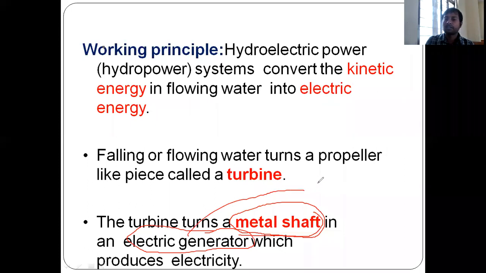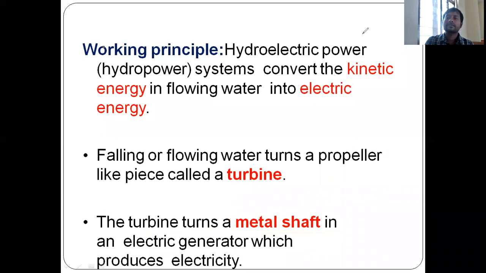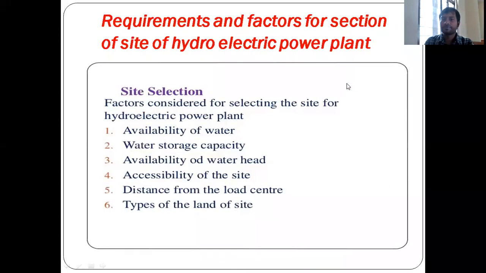the electric generator works on the principle of Faraday's laws of electromagnetic induction. Whenever a conductor cuts the flux, or flux cuts the conductor, an EMF will be induced across that conductor. So this is the working principle of the hydroelectric power plant.